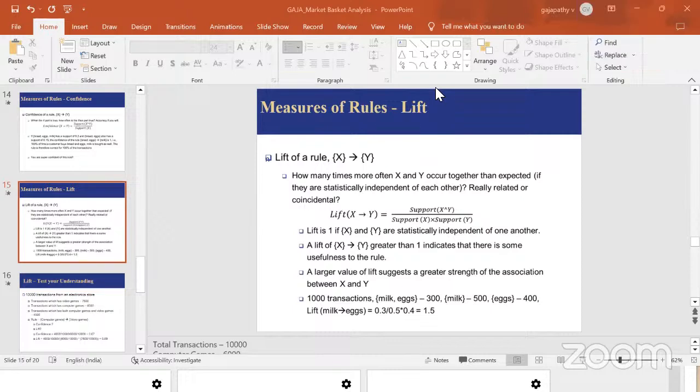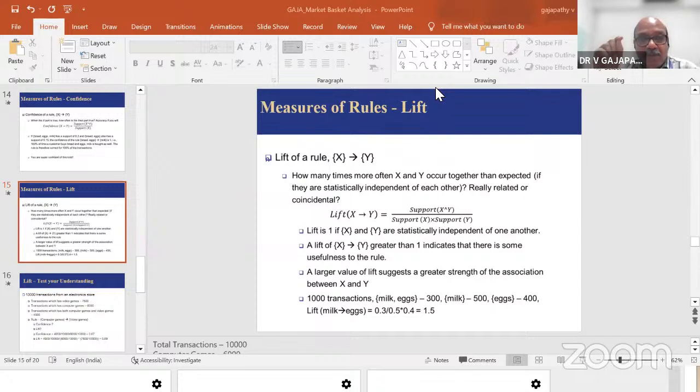Right, sir. Therefore, you can make some engineering work. Either you can reduce the price, give a discount, an offer, or something else. I have studied one article also, in which it says that in retail stores, they keep one product at the entrance. For example, milk and eggs are purchased together. Therefore, they keep the milk at the entrance of the retail store, and they keep the eggs at the end of the retail store.